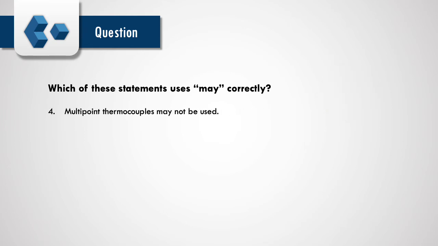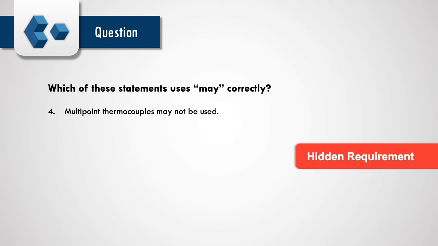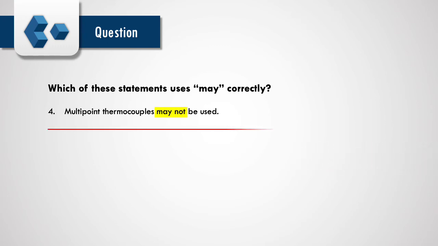Statement 4, on the other hand, is another hidden requirement. Similar to may only, may not is often used where the word shall is actually needed.